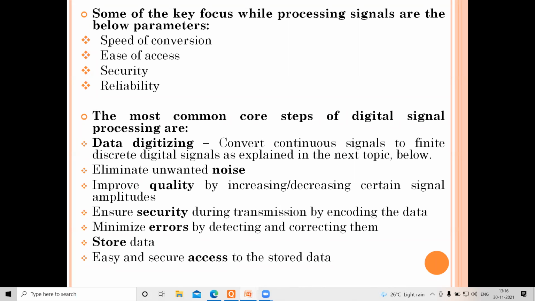How reliable is the information shared on Facebook? How secure is the information shared on your Facebook? Therefore, the ease of access, all these are more important parameters that you consider while processing. While you process your signals, these are the 4 parameters.